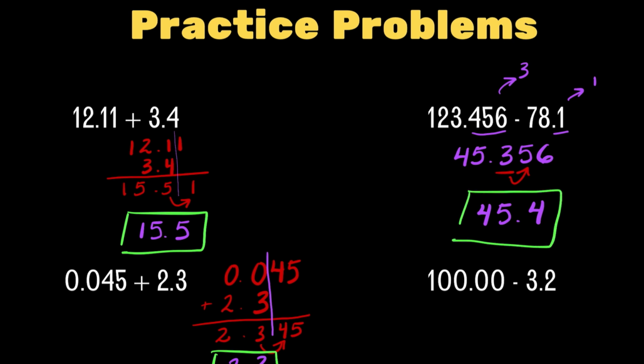Let's look at the last problem. Here we only have one decimal place, and here we have 2. So our answer needs to stay to one decimal place. If we subtract this, we get 96.8. And our answer already has just one decimal place, so that is our final answer.